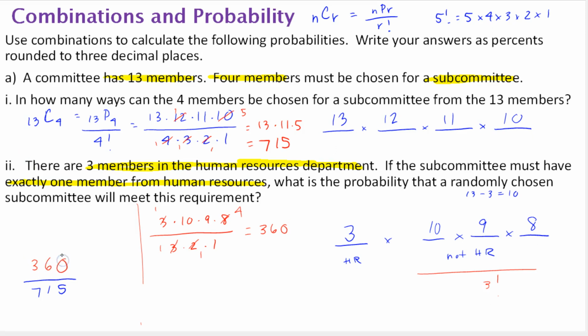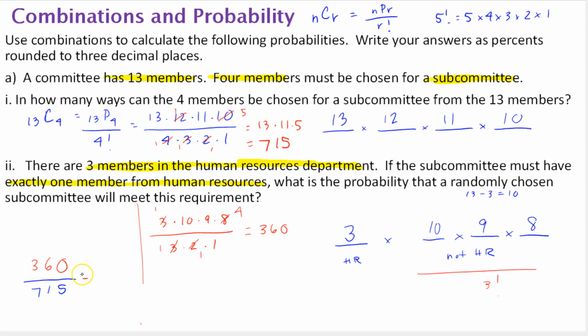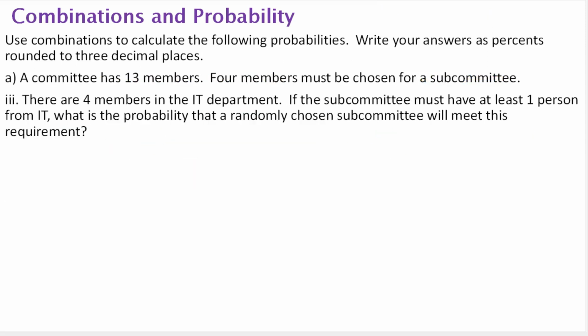So that's our numerator. And now let's write that as a percent. 360 divided by 715 times 100. And that's 50.35 rounded to 2 decimal places. 50.35%. Let's box that since that's our final answer. Let's look at the next one.